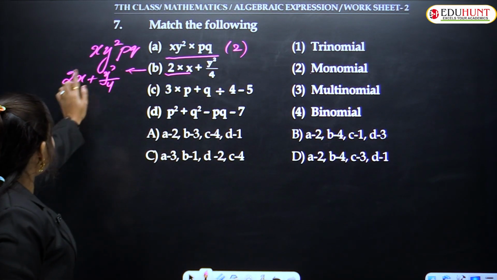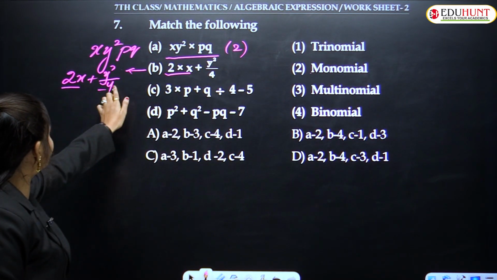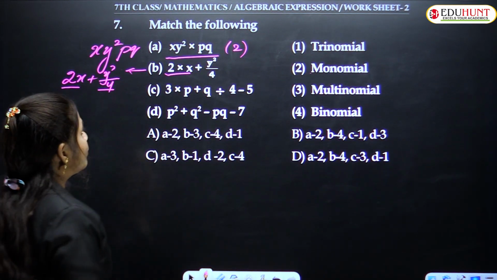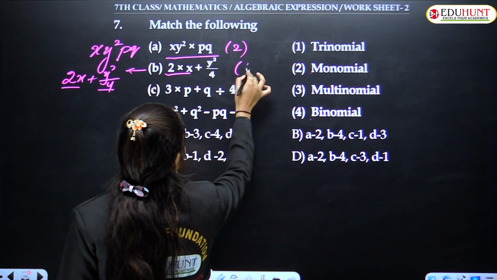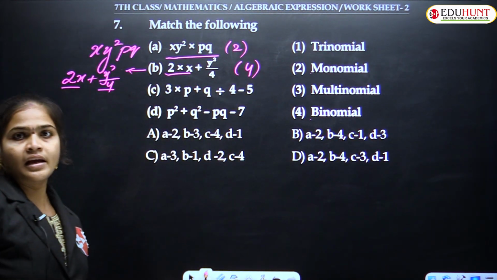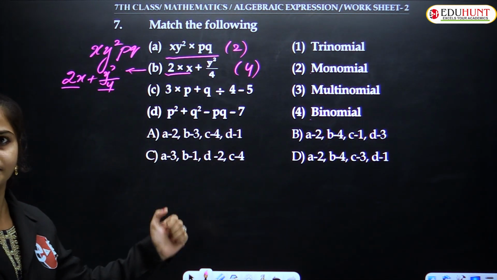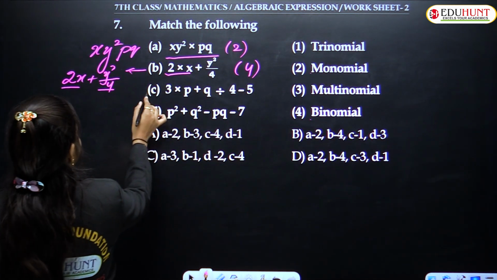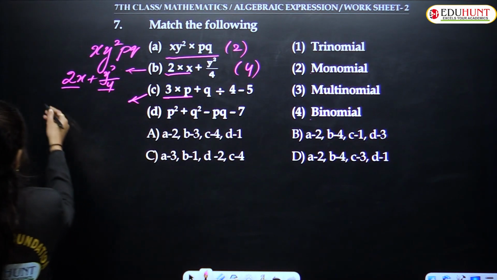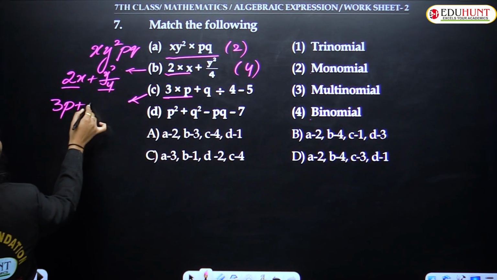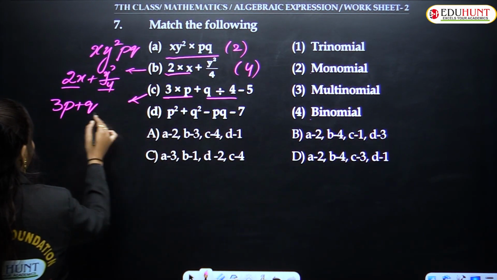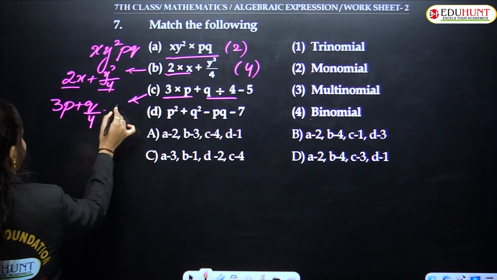So in this expression, how many terms are there? 1 and 2. Okay, 2 terms are there. 2 terms are there means we will call that one as a binomial. If an expression is containing 2 terms, then we will call that one as a binomial. Okay, next. Here this one we can write it as 3 into p, 3p plus q divided by 4, so q by 4 minus 5.